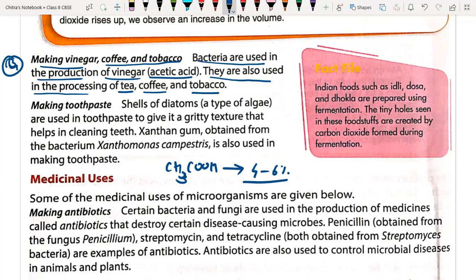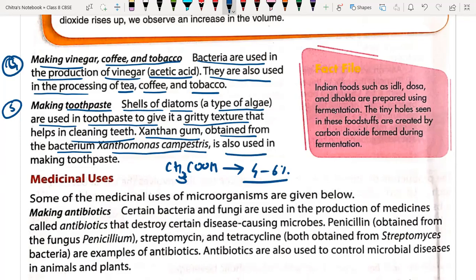Okay, next, last but not the least, we have making toothpaste by using microorganisms. Shells of diatoms, which are a kind of algae, are used in toothpaste to give the gritty texture that helps in cleaning teeth. And the xanthan gum that we use for the preparation of toothpaste is obtained from the bacterium called Xanthomonas campestris, which is the name of the bacterium that forms the xanthan gum used for making toothpaste.